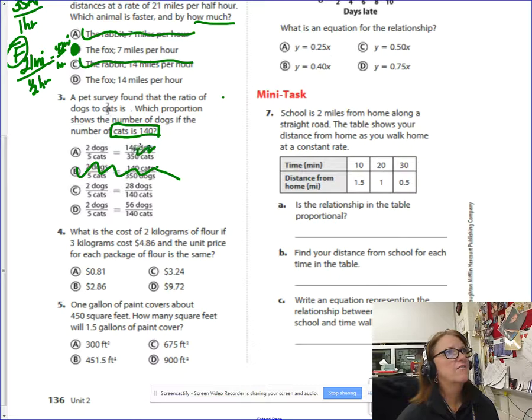Choice A, no, that doesn't work. Both of these have 140 cats. Both of them have dogs to cats, dogs to cats. So grab your calculator. 2 to 5 is equal to 4/10 as a decimal. 28 over 140 or 56 over 140.